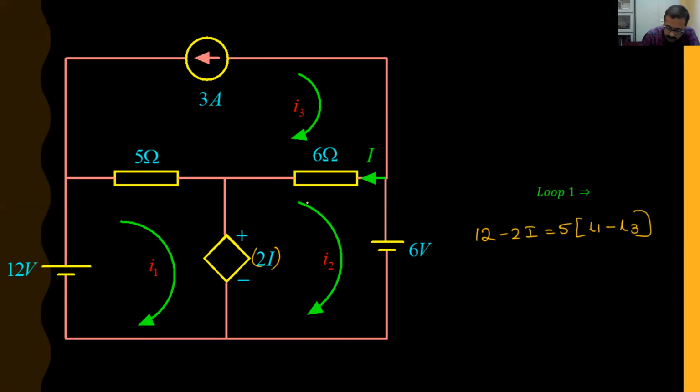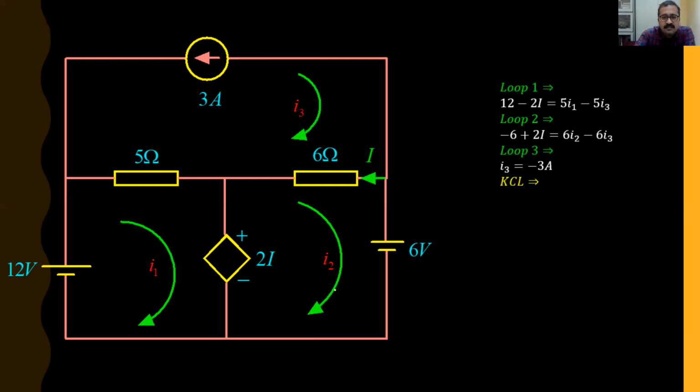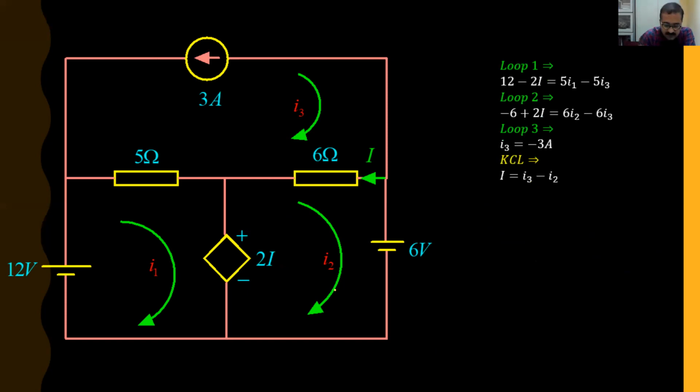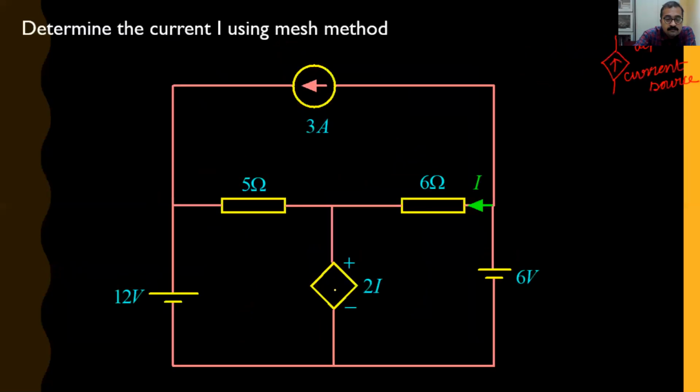Second loop, loop 2. What happens? For this assumed clockwise direction of I2, plus 2 minus potential drop, so minus 6. And then as you move, minus 2 plus potential rise. So minus 6 plus 2i must be equal to 6 into I2 minus I3. I3 we know. I3 is nothing but minus 3. So this is how we are getting these equations. Now what next? So here it is written what?